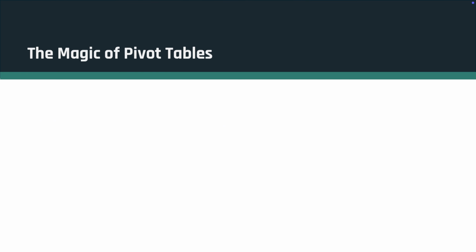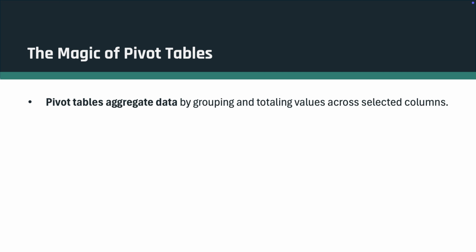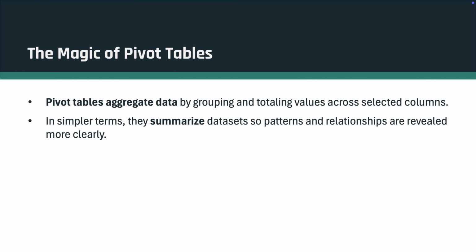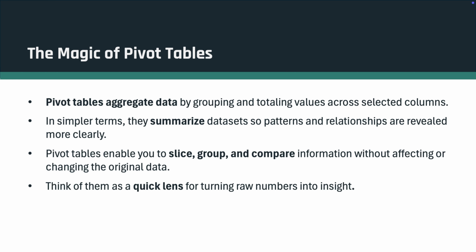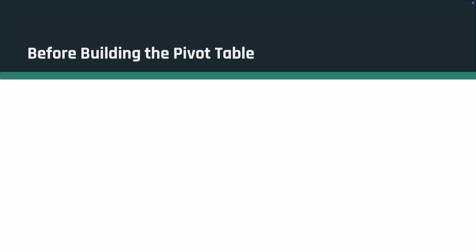In Excel, pivot tables aggregate data by grouping and totaling values across the columns you choose. What that means in practice is simple. They summarize a dataset so that patterns and relationships become much easier to spot. They also let you slice, group, and compare information in different ways, and they do it without changing the original data at all. So think of pivot tables as a quick way to turn summarized data into something more understandable and actionable.